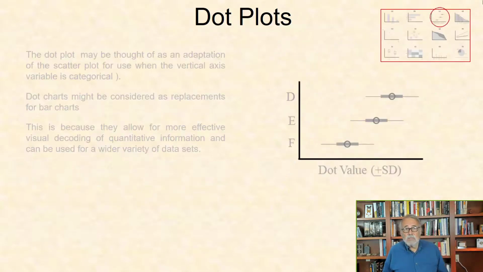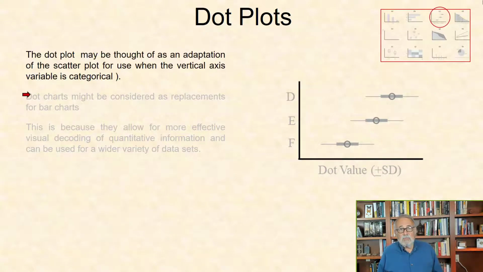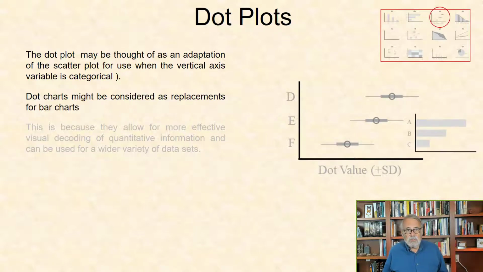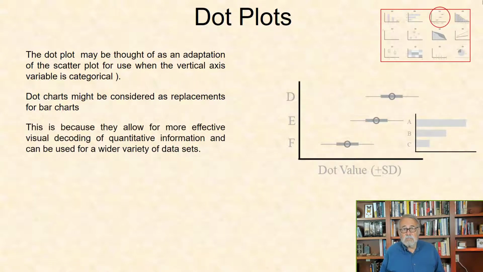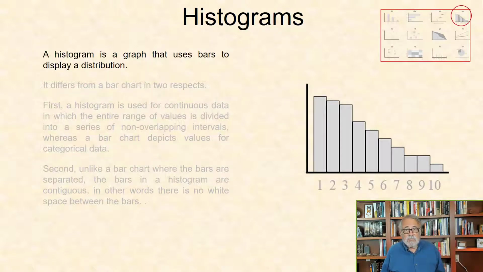The next graph type is the dot plot. The dot plot may be thought of as an adaptation of the scatter plot for use when the vertical axis variable is categorical. Dot charts may be considered as replacements for bar charts. This is because they allow for more effective visual decoding of quantitative information and can be used for a wider variety of data sets. A histogram is a graph that uses bars to display a distribution.